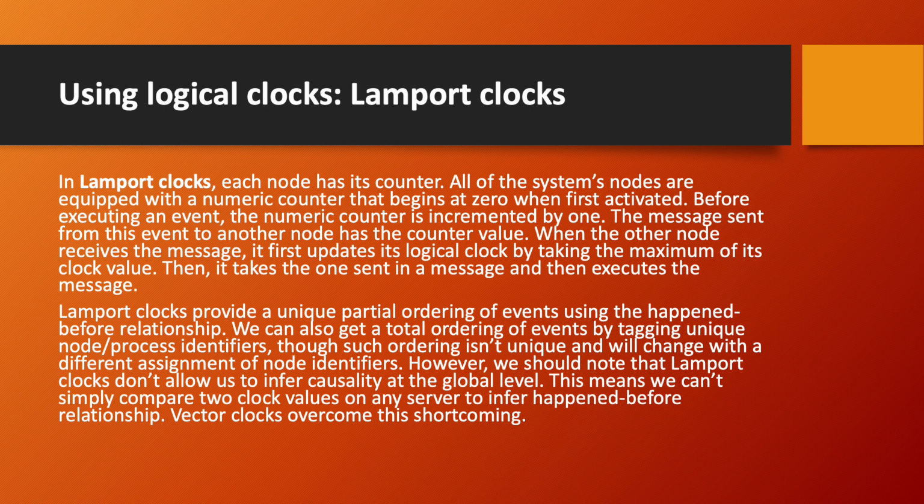Lamport clocks provide a partial ordering of events using the happens-before relationship. We can also get a total ordering of events by tagging unique node process identifiers, though such ordering isn't unique and will change with a different assignment of node identifiers. However, we should note that Lamport clocks don't allow us to infer causality at the global level. This means we can't simply compare two clock values at any server to infer the happens-before relationship. Vector clocks overcome this shortcoming.